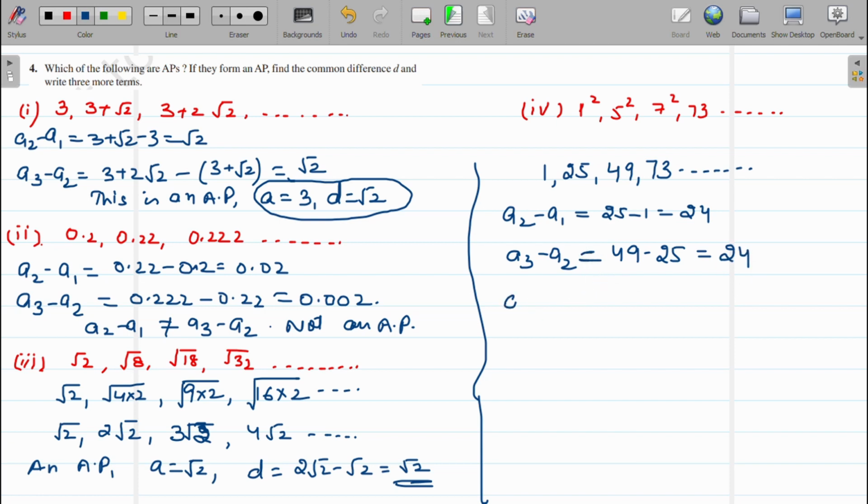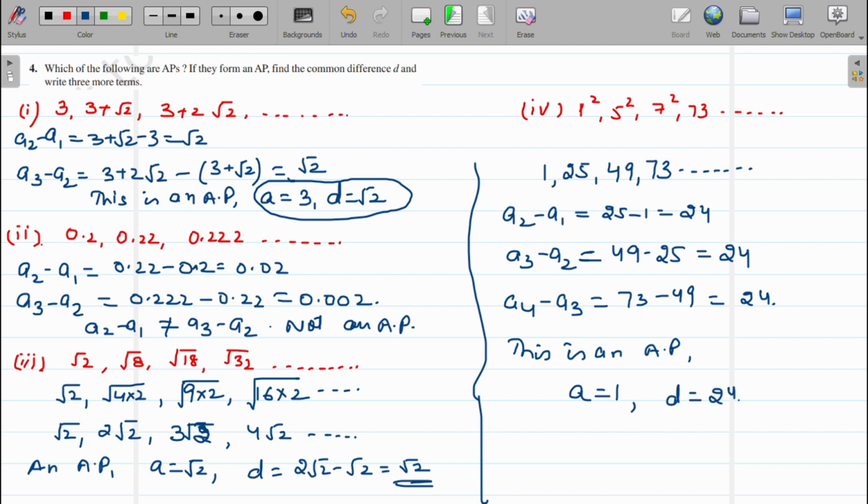We can check the fourth one also. So A4 minus A3 is equal to 73 minus 49, which is again 24. So clearly this is an AP. This is an AP with A equal to 1 and D equal to 24, right? And we have in the instructions to write 3 more terms for each AP.